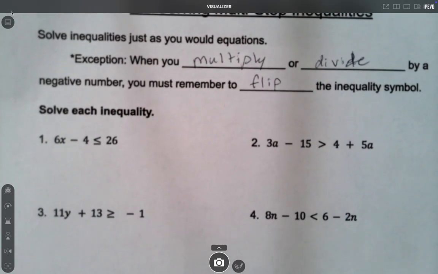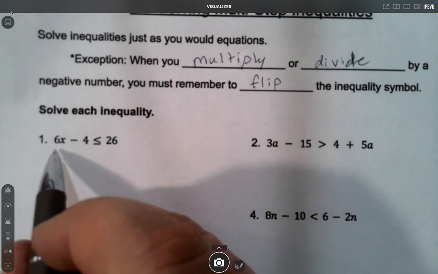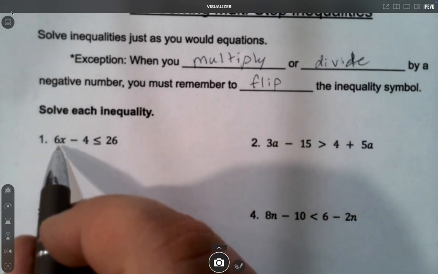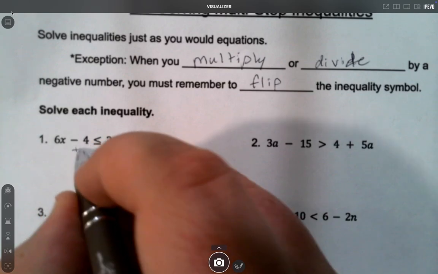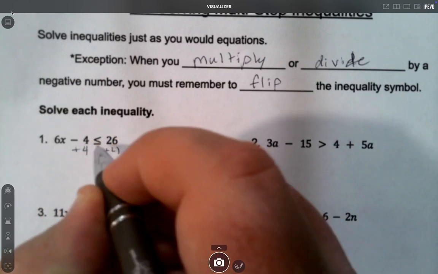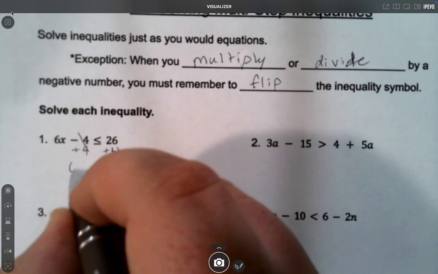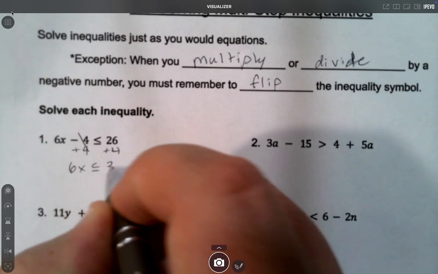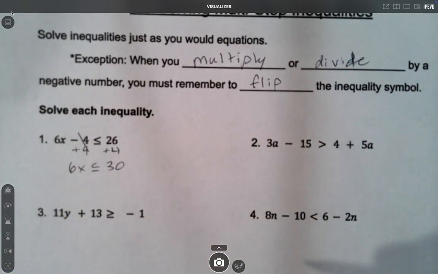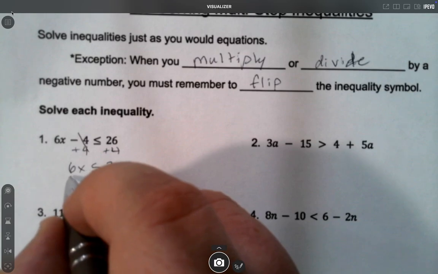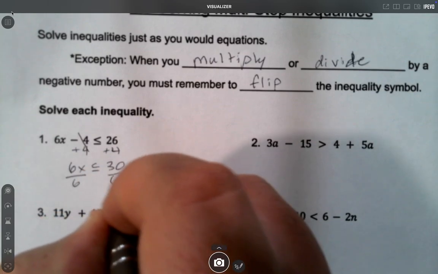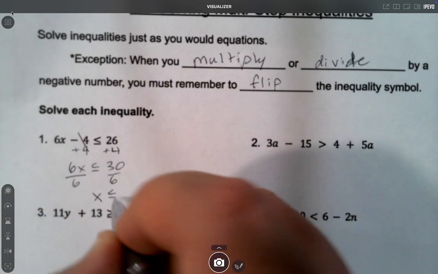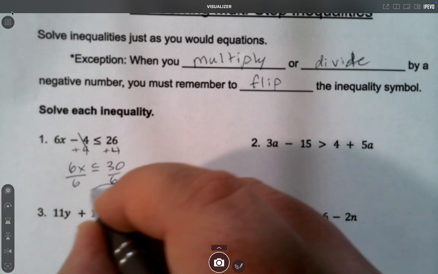So on number one, we want to get rid of the constant first. So the 6 is attached to the x, we'll deal with it second. We want to add 4 to both sides, so that's the opposite of subtracting 4. Then we have 6 times x, we do the opposite of multiplying by 6, we divide both sides by 6. We get x is less than or equal to 5.